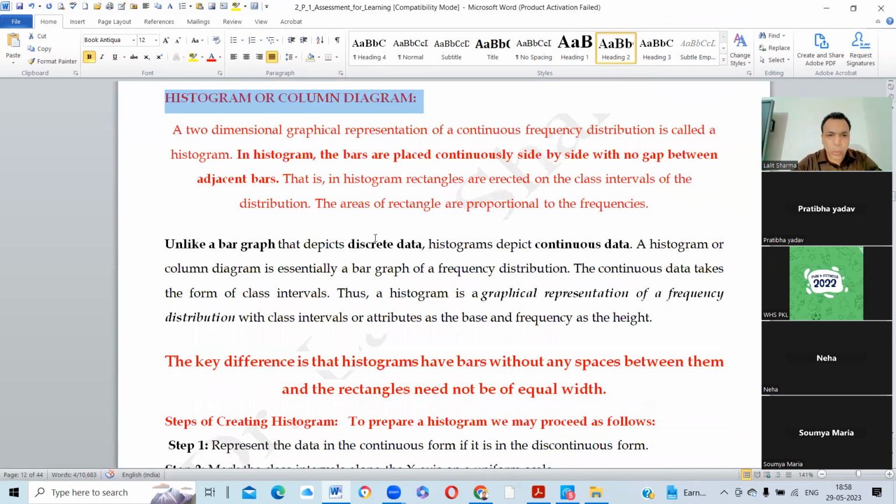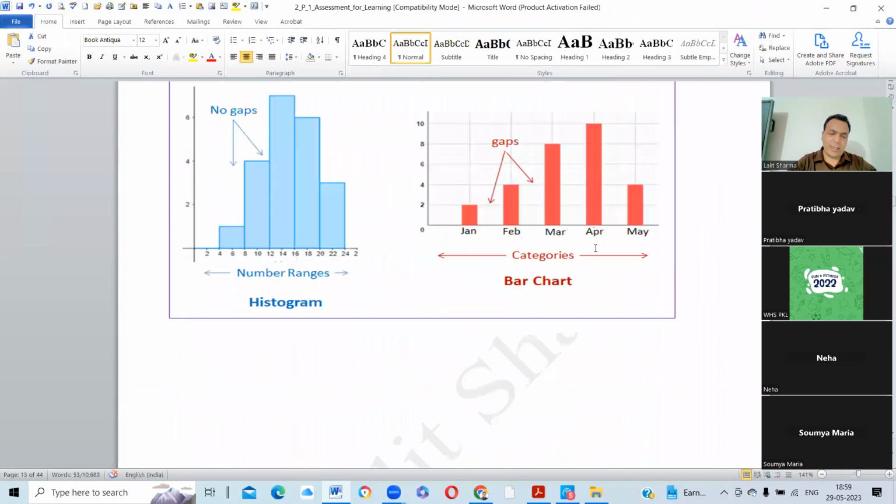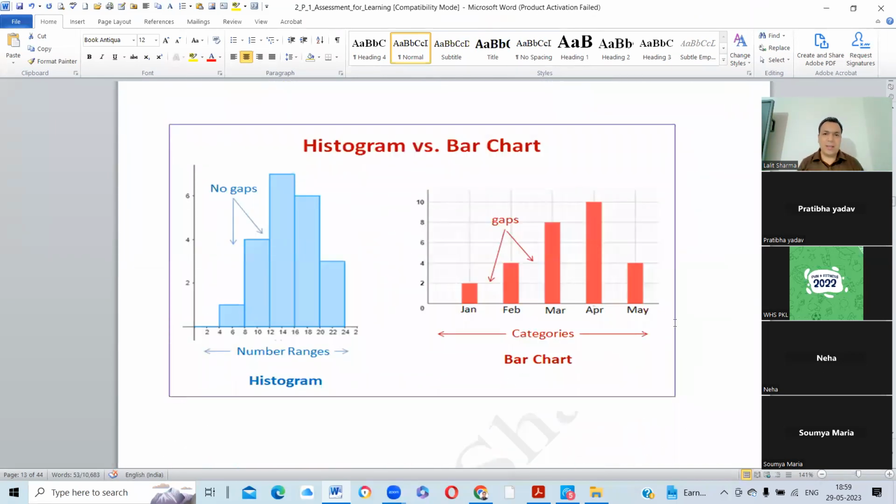And second, I have explained histogram, right? A histogram is a two-dimensional graphical presentation of a continuous frequency distribution. Okay, directly I show you the histogram. Look at this, you can see that, right? On this side histogram, this side bar chart. The difference is gaps, guys, only. In a histogram, within the bars there is no gap. Histogram and bar chart.